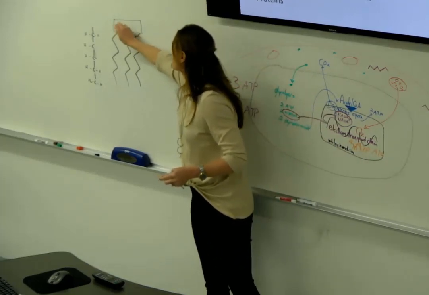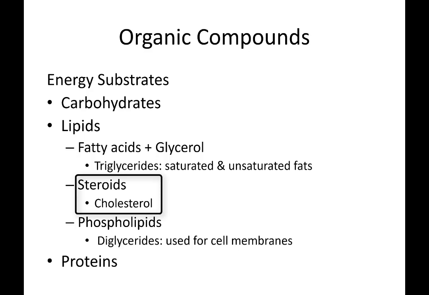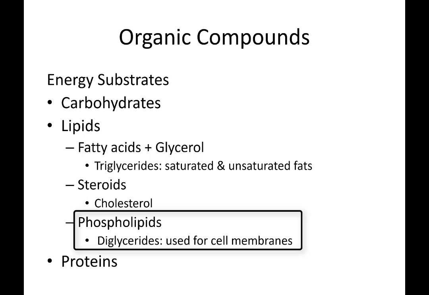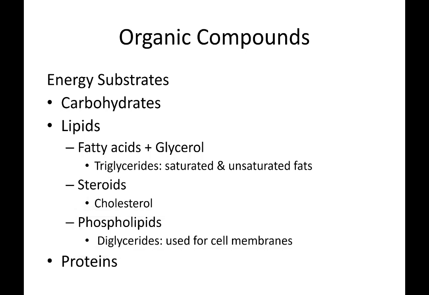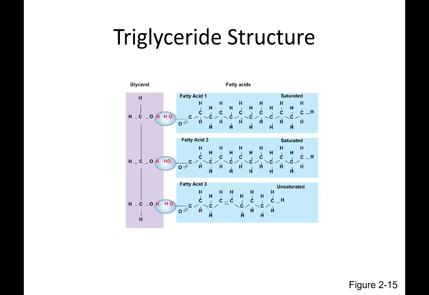I'll just say glucose. But steroids, like cholesterol, that's also a fat-based thing. And then phospholipids, those are also additional things that are used for cell membranes. They end up having two fatty acid chains. So I just wanted you to have an example of what constitutes fat, those kinds of things that are going to be in our diet.